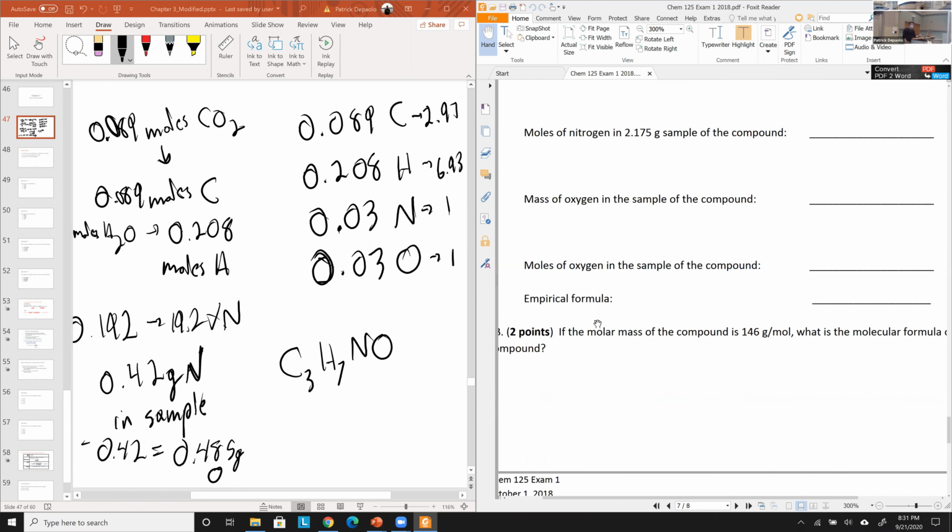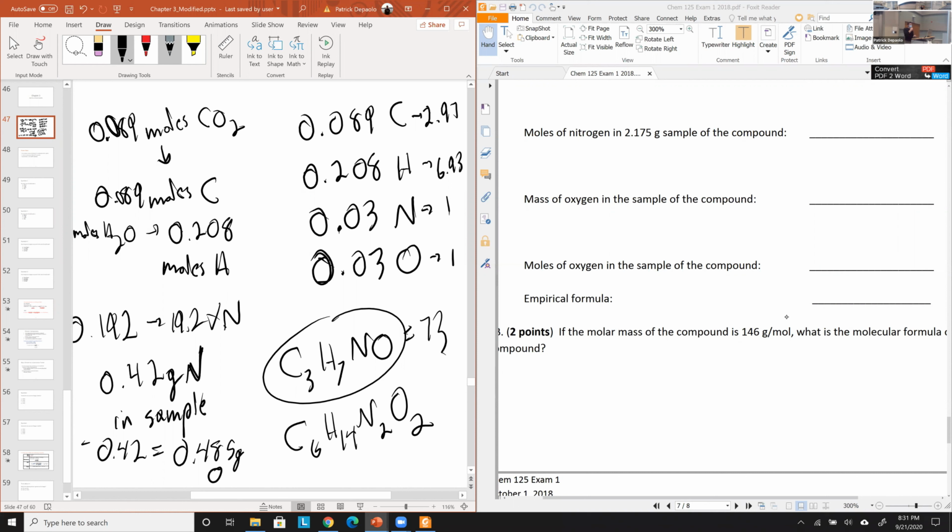Okay, now there's a follow-up question. If the molar mass of the compound is 146, what is the molecular formula? So let's take the empirical formula, which is this, and we'll see how many times it goes into the molecular formula. So 12 times 3 is 36, plus 7 for hydrogen, plus 14 for nitrogen, plus 16 for oxygen. And the empirical mass is 73. So 146 is 2 times 73. So you know that the molecular formula is C6H14N2O2, like that.